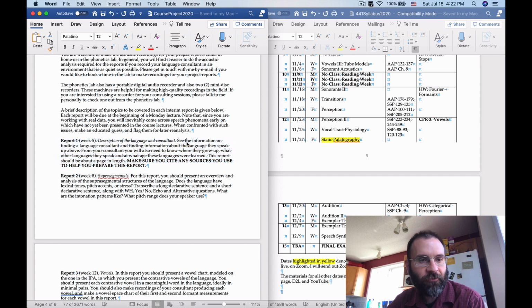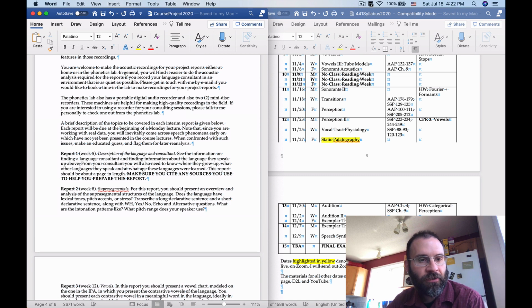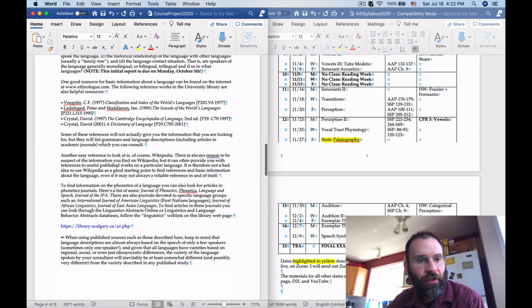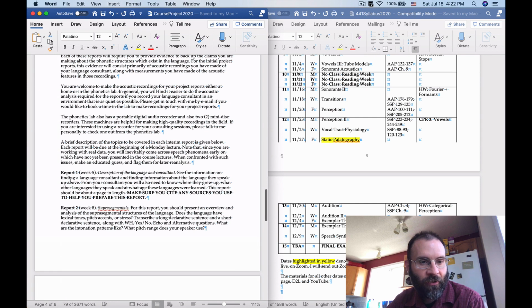See the information on finding a language consultant and finding information about the language they speak up above in this handout. From your consultant, you will also need to know where they grew up, what other languages they speak, and at what age these languages were learned. This report should be about a page in length, maybe 2. So again, what you're doing here is getting information about the language that your consultant speaks, and also a little bit of information about the human being that you're working with who speaks that language.